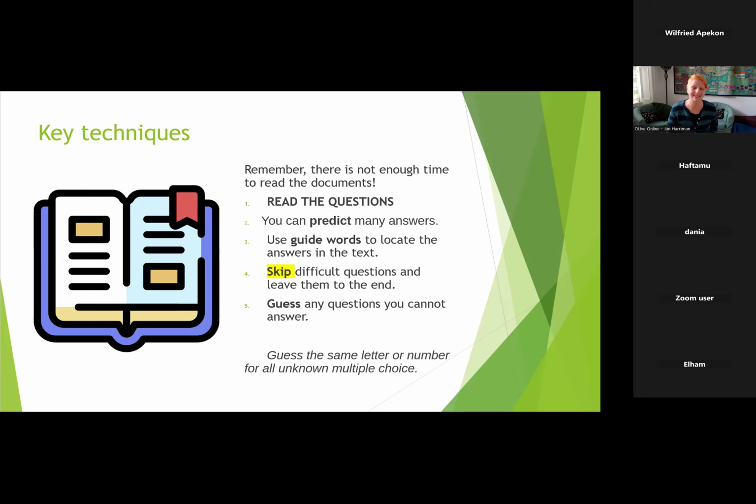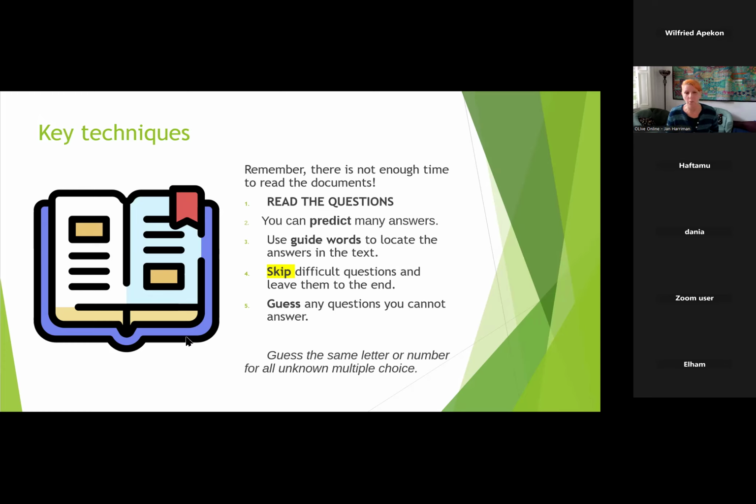And maths, science, statistics, oh, my favorite things. If you guess the same letter or number for all of your unknowns in the multiple choice, statistically, you will gain points. It sounds counterintuitive, but it's true. If you decide, okay, on this one, any question I don't know, I'm just going to guess A. If you guess A on all of them, some of them will be correct, and you will get extra points. So it's a funny little bit of statistics that works in your favor.